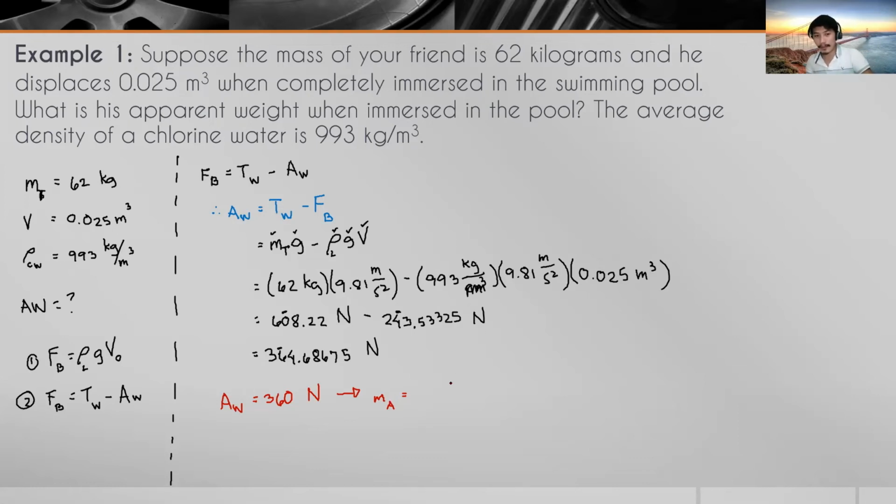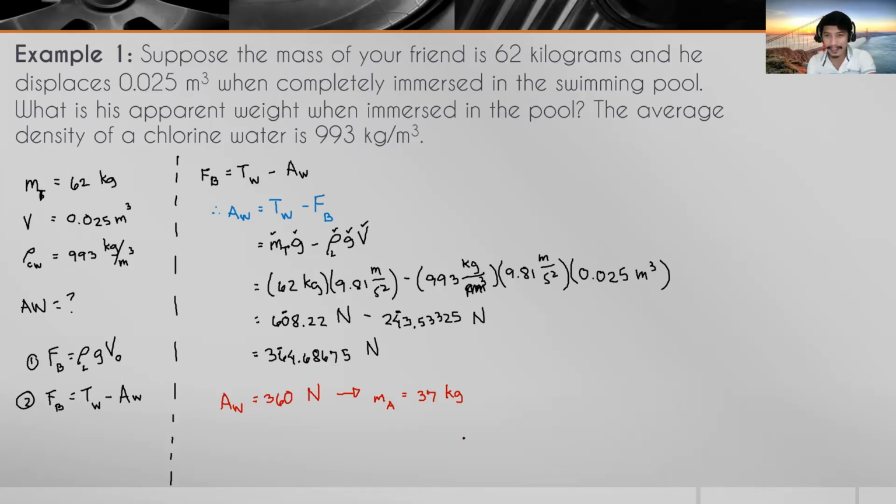Divide by 9.81. That will give us approximately 37 kilograms. Ayun. Hala, so 37 kilograms na lang ang friend natin kung naka-immerse sa swimming pool. Okay, para mag-make sense lang. So ibig sabihin, from 62 kilograms, when your friend is on air, naging 37 kilograms when your friend is immersed in swimming pool. Okay?